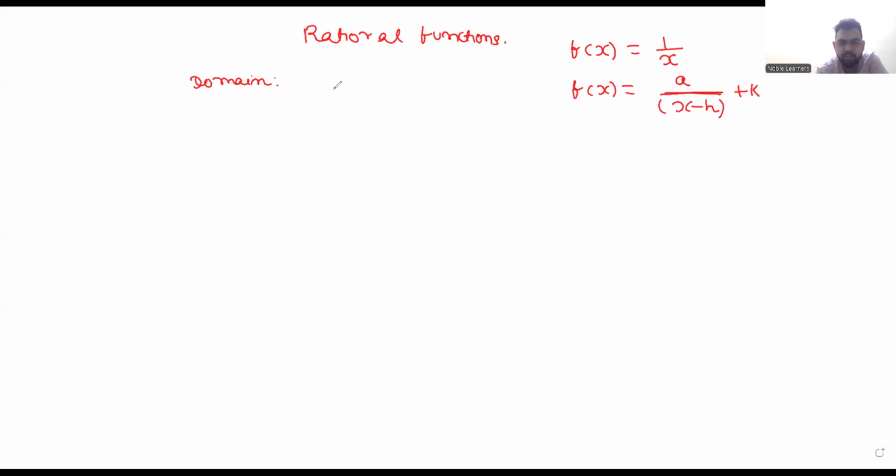In order to find the domain, suppose there is a function, 1 upon x square plus 12x plus 27. So first of all, we try to find the hole or vertical asymptote. For doing that, we factor out the denominator and check whether we can cancel something with the numerator. If you can cancel something with the numerator, that is a hole.